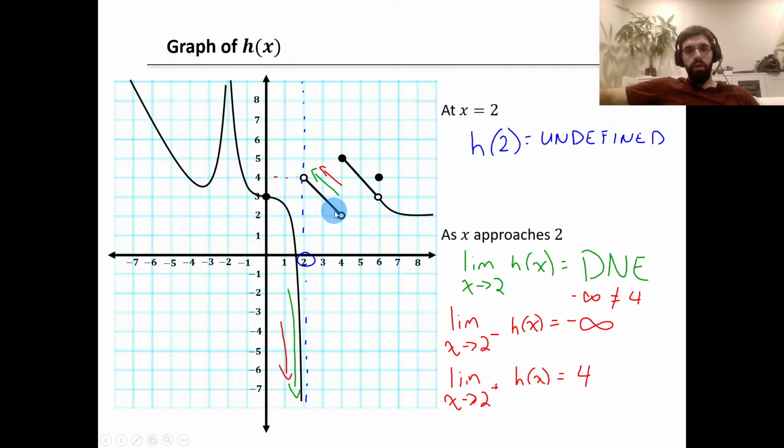Now if we look at the right side and work our way backwards towards x equals 2, h of x tells us that we're going to be approaching the value of 4. So the limit as x approaches 2 from the right of h of x is 4. And because the limit of the left side and the right side aren't equal, we say that the limit as x approaches 2 of h of x does not exist.